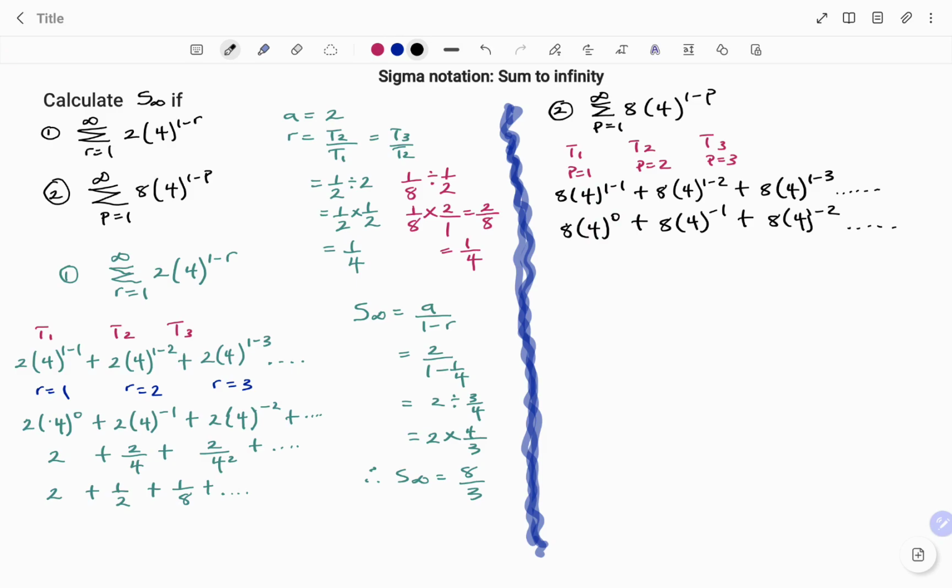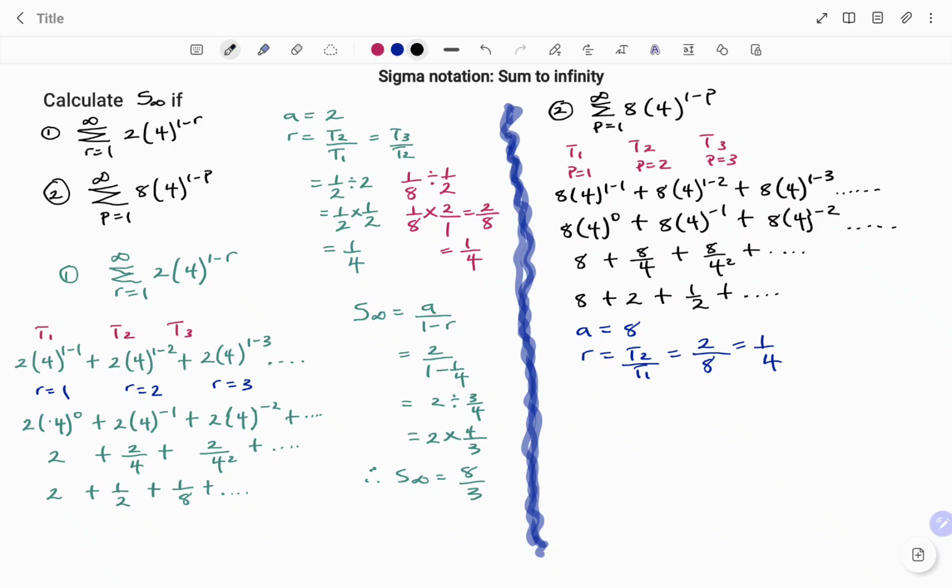Any number or variable raised to the power of 0 is 1, so we have 8 as our first term plus 8 over 4, plus a third term, that's 8 over 4 squared. If we simplify, we have 8 plus 8 divided by 4, that's 2, plus 8 over 4 squared, that's 16, 1 over 2, plus, it goes on. Therefore, with what we have, our first term, a, is equal to 8. And to find a common ratio is our t2 divided by t1, which is equal to the second term, 2, divided by our first term, 8, and that will give us 1 over 4.